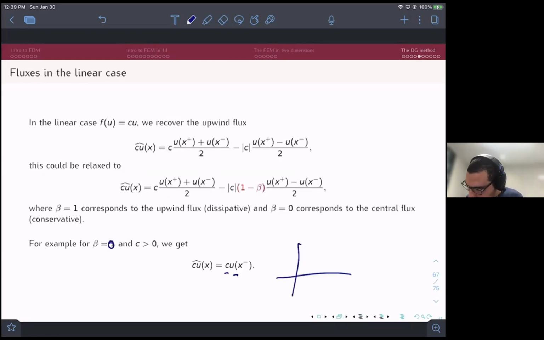If you remember our solution, let's say that these are two intervals, our solution is moving to the right. So if I want to know what happens on this element, I need to use information from the element next to it. If I try to just use the central flux, I'm sorry, this is very confusing now. So 0 is the upwind flux and beta equals 1 is the central flux. If I try to use the central flux, I will be using information from this element and from this element, which would lead to a worse approximation because I only need information from the left element.